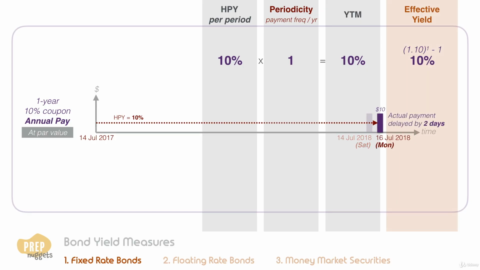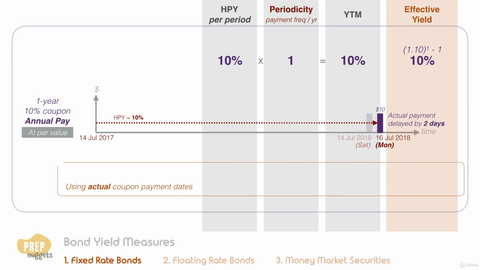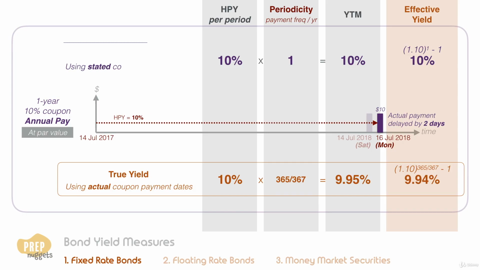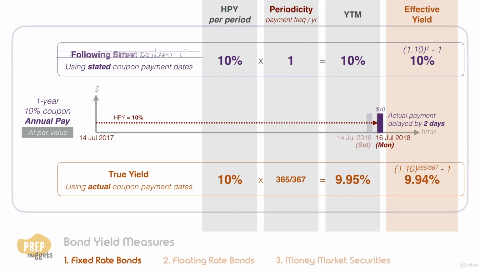Because of such delay, the actual yield of the bond is slightly lower than the quoted 10% yield. If we use the actual coupon dates to calculate, the yields are lower by a few basis points. This yield is known as the true yield of the bond. In contrast, bond yields calculated using stated coupon dates are referred to as following the street convention. The true yield is never higher than the street convention yield because weekends and holidays delay the time to payment.